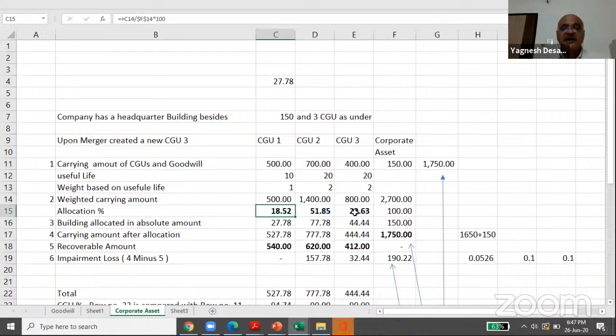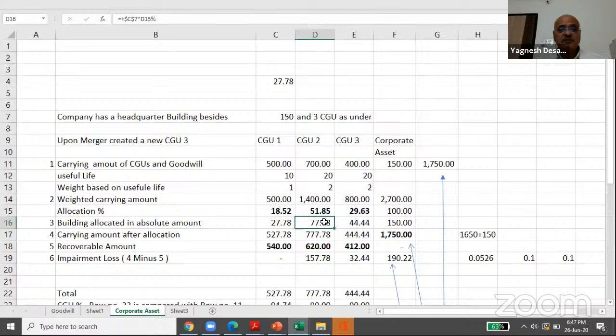So 18.5, 51.85 is... 2700 is the total of all these three items for the proportionate value. So this is just to arrive at the percentage. Then I apply this percentage to this. That's why I did the live calculation. 150 multiplied by 8.52 is 27.78.